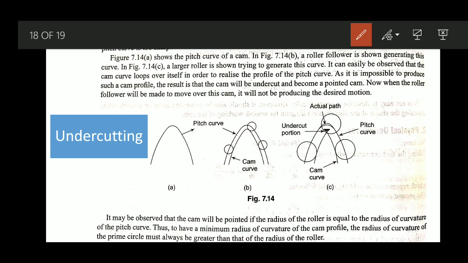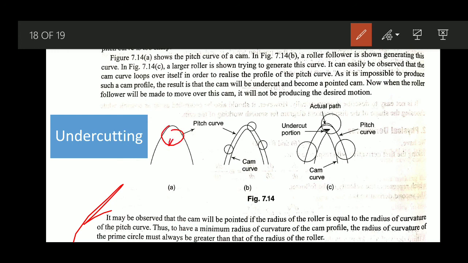The result is that the cam will be undercut and become a pointed cam. Then when the roller follower moves over this cam, it will not produce the desired motion. That's a problem. We can observe that the cam will be pointed if the radius of the roller is equal to the radius of curvature, the radius of curvature of the pitch curve.